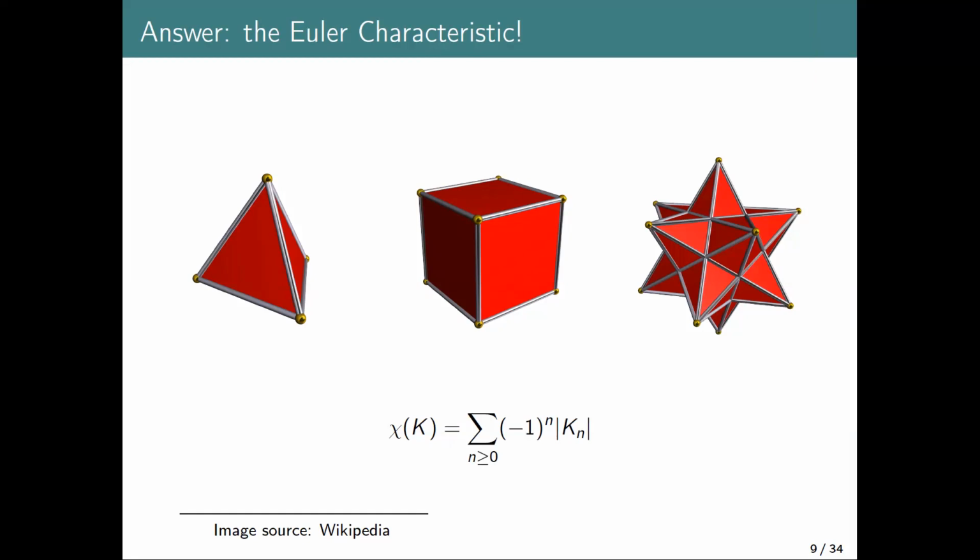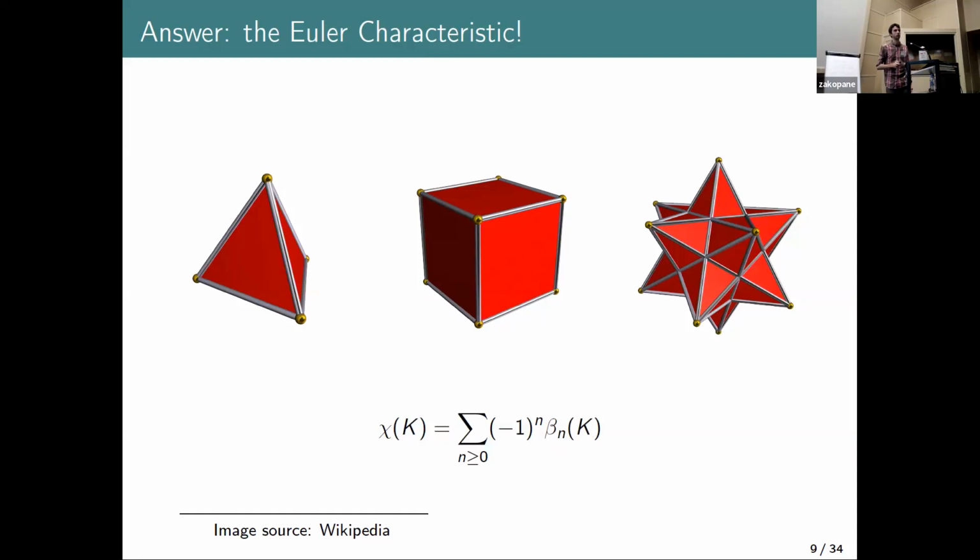So the Euler characteristic of a simplicial complex is just the alternating sum of the number of simplices of a given dimension. And then there is a very famous result in topology, the Euler-Poincaré formula, that the Euler characteristic of a simplicial complex is also the alternating sum of its Betti numbers.